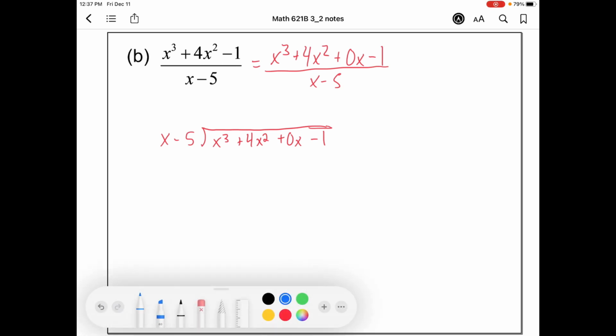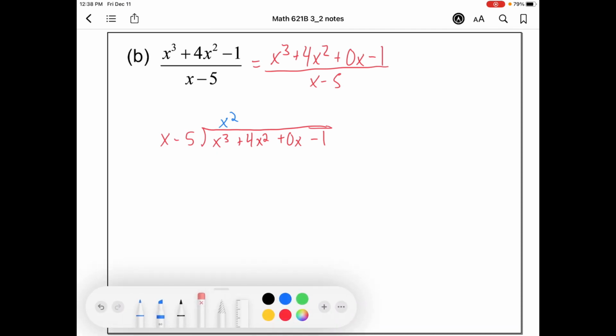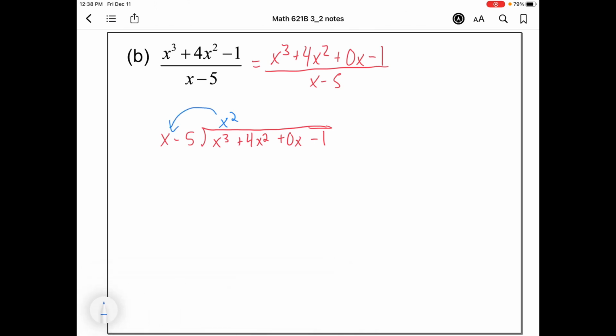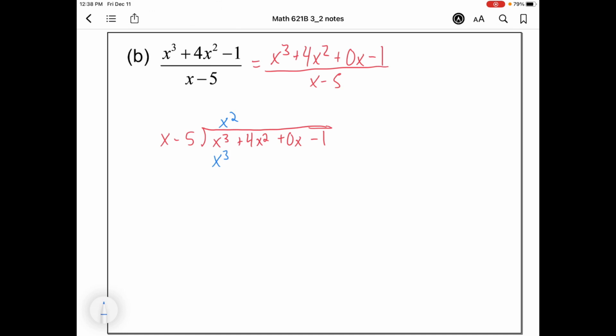So I'm going to go through the process now. I got x cubed divided by x. That gives me x squared. Doesn't really matter where you draw it up top because the powers of x will take care of themselves. All right, now I multiply that x squared by x minus 5. And that gives me x cubed minus 5x squared. I carefully subtract. Gives me 9x squared, and I bring down a term.